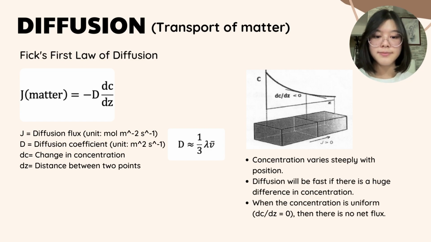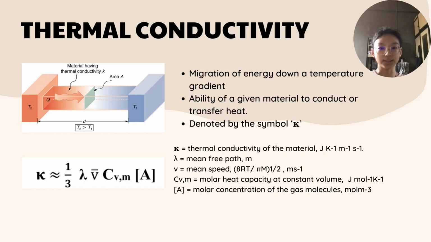no net flux. I would like to introduce the second transport property, which is thermal conductivity of gases. Thermal conductivity is the migration of energy down a temperature gradient, and it refers to the ability of a given material to conduct or transfer heat. It is generally denoted by the symbol kappa.